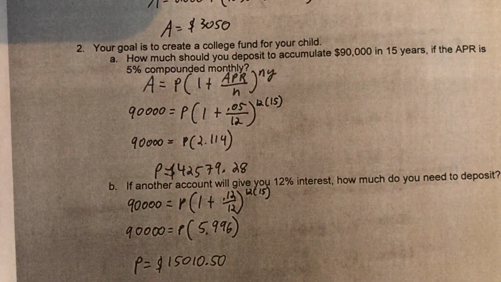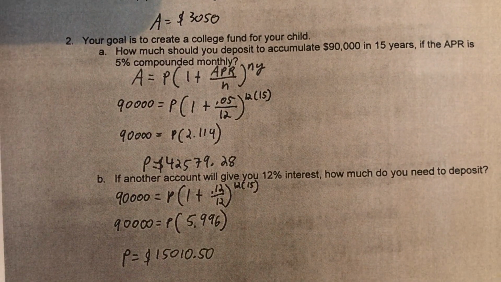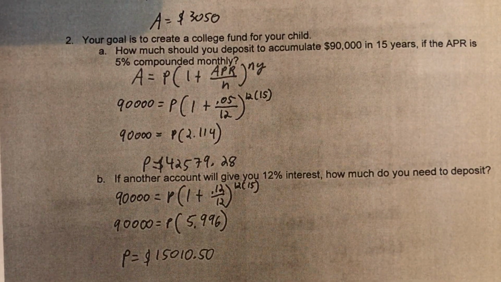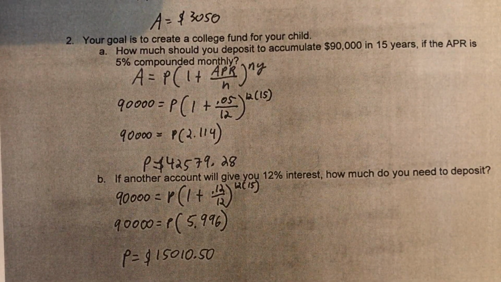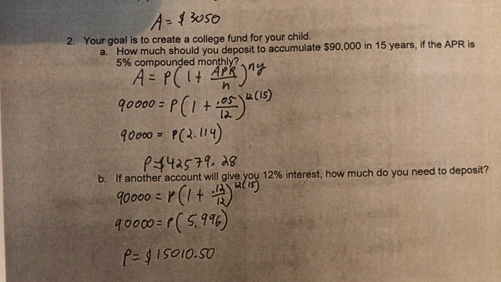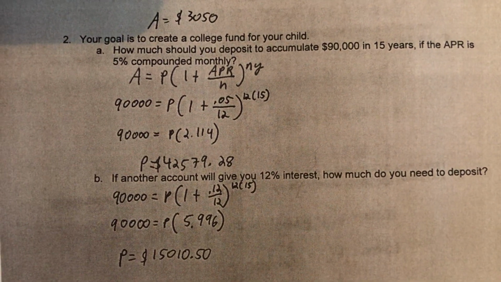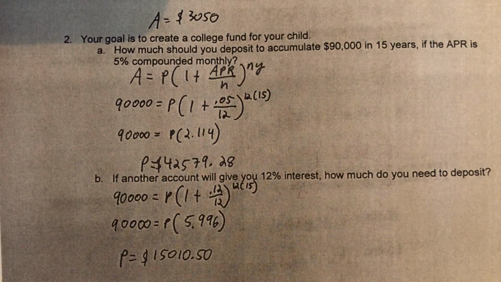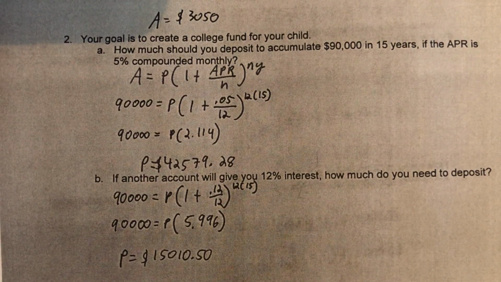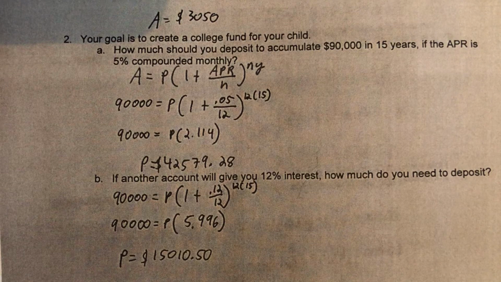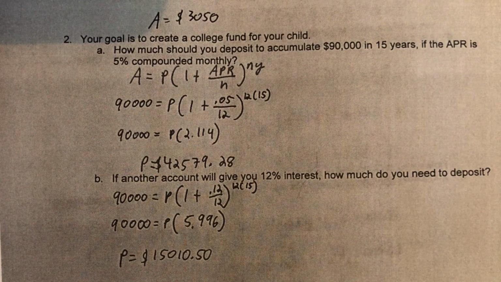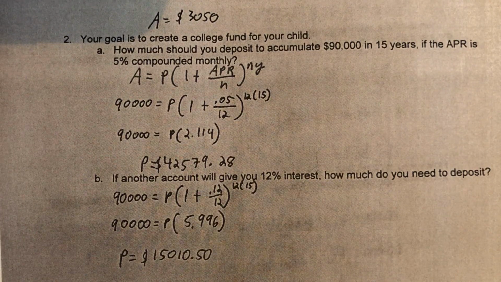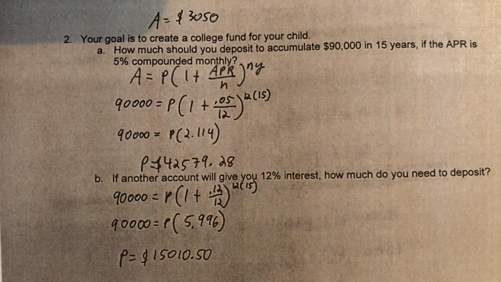All right, second one. We are looking to create a college fund for your child. If we want $90,000 in 15 years, we're getting 5% compounded monthly. Okay, so the monthly formula is the principal times 1 plus the interest rate divided by the number of times it's compounded.